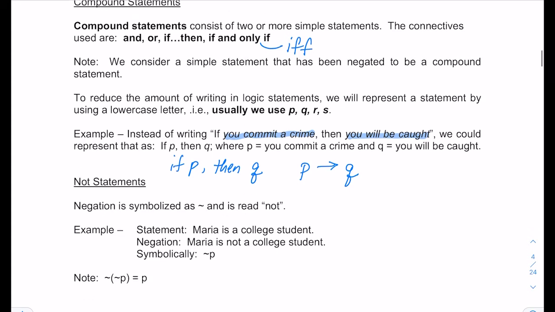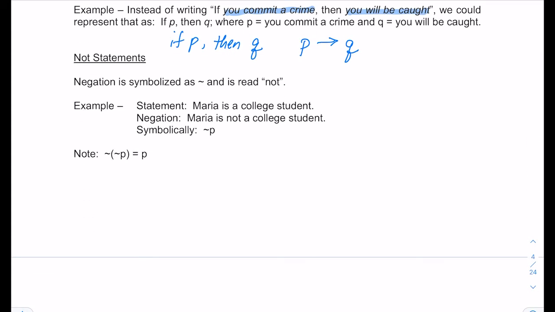We have a symbol for negation. So when you negate something, we use the tilde. And that's read "not," which we remember from chapter 2 because we saw that when we were looking for the complement. So my statement is Maria is a college student. If I negate that, I'm going to say Maria is not a college student. So symbolically, we would put tilde P. That means not P. And as you all know, if you negate something that's already negative, that's a double negative, that's going to give us a positive.